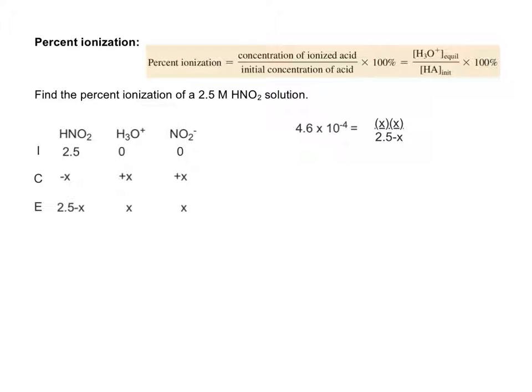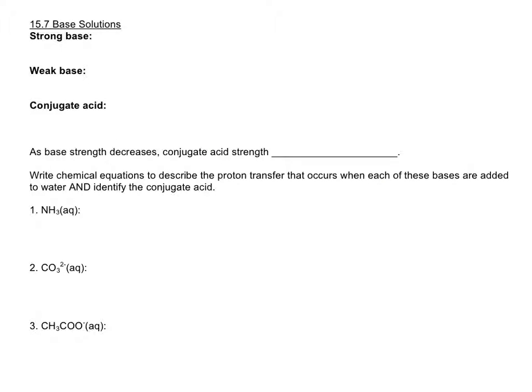Okay, so if we solve for X, we get 0.034. And that means that the concentration of H3O plus is 0.034. So we can do that divided by our initial concentration, which was 2.5 molar, and times 100%, and we'll get 1.4% ionization. So really not very much of this acid ionizes at all, and that is consistent with the Ka value being fairly small.